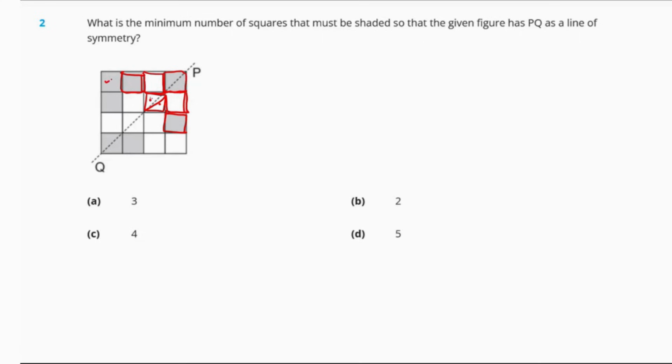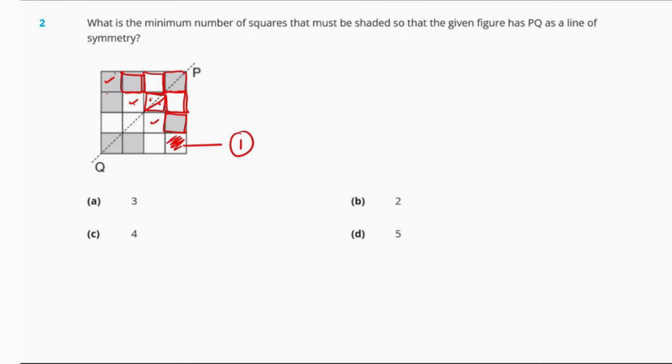Now talking about these four squares, so now one of this is unshaded on that side and this is unshaded on this side. So this is in symmetry. But talking about these two squares, this one is shaded and this one is unshaded. So this is not symmetrical. Now, to make it symmetrical, what we will do is we will shade this part as well. So let's count this square.